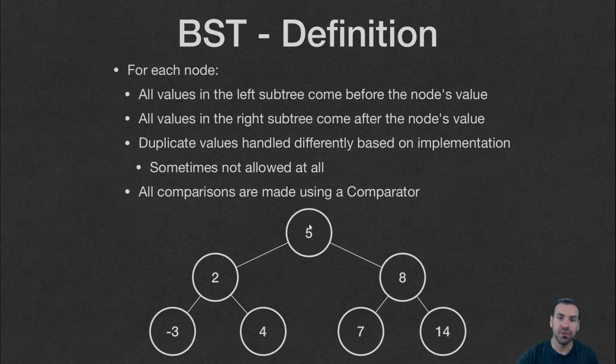And this has to be true for every node in the tree. So this node 2, we go to the left, we find negative 3, less than. Go to the right, we find 4, that's greater than. 8, we find 7 to the left, that's less than. 14 to the right, that's greater than. So we're all good. This property holds for every single node in the tree. So this is a BST, which is the same exact tree from the previous set of slides.